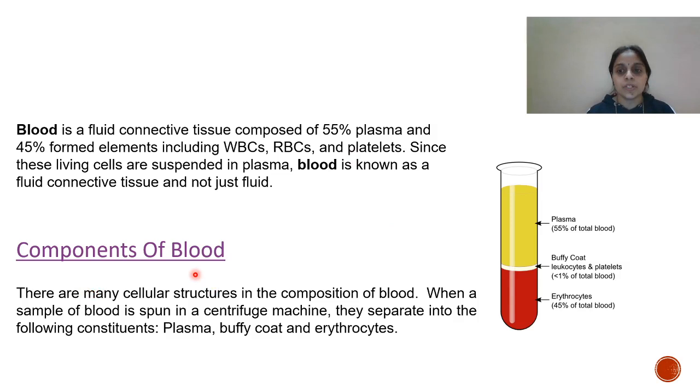So, coming to components of blood. There are many cellular components in the composition of blood. When a sample of blood is spun in a centrifuge machine, it separates into the following constituents. Plasma, which is 55% of the total blood, a puffy coat where you can see leukocytes and platelets, which is less than 1% of the total blood, and the next layer, erythrocytes, which is 45%.